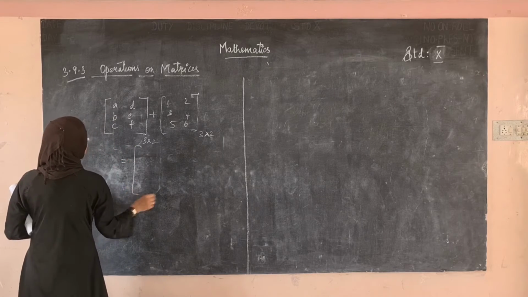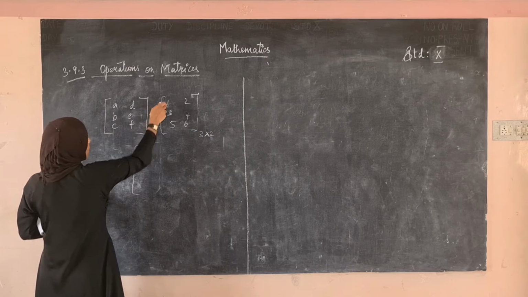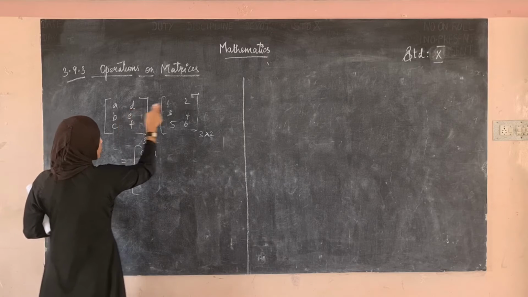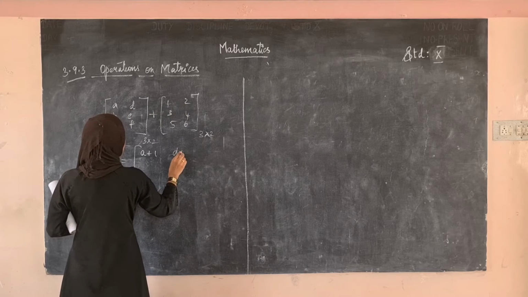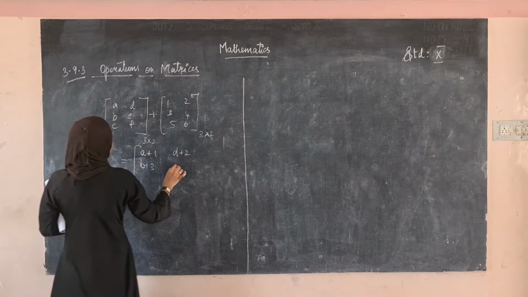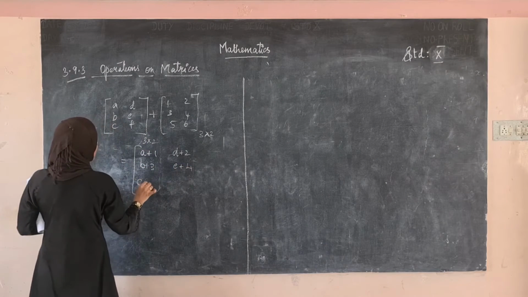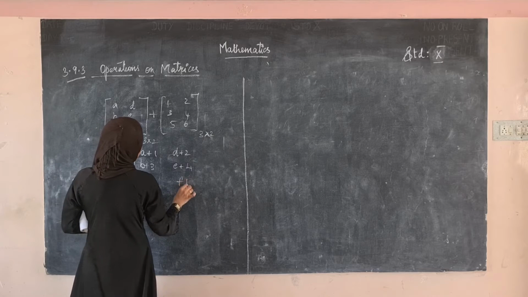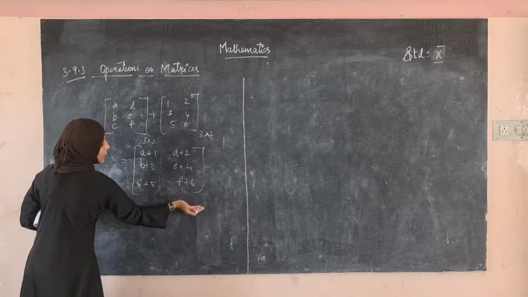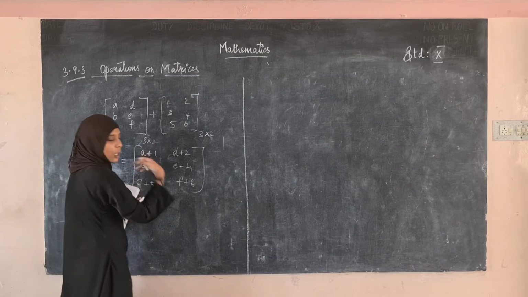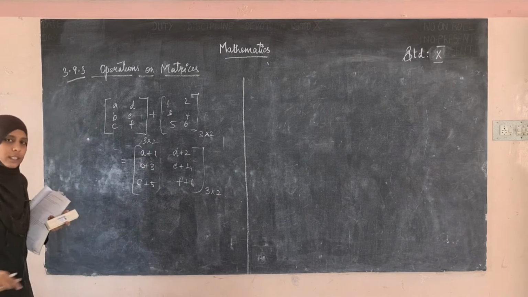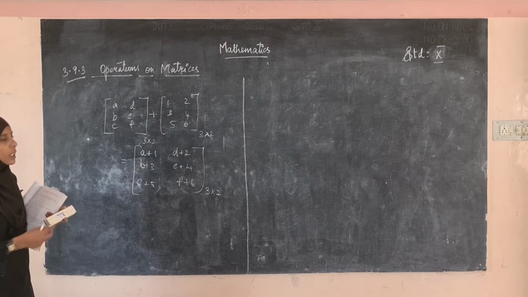How can we add these? The first element should be added with the first element of the next. This is A plus 1. And the second element should be added with the second element, B plus 2. Corresponding elements should be added. B plus 3, E plus 4, C plus 5 and F plus 6. So the resulting matrix order is also the same, right? 3 cross 2, right? So the resulting matrix order should be the same.